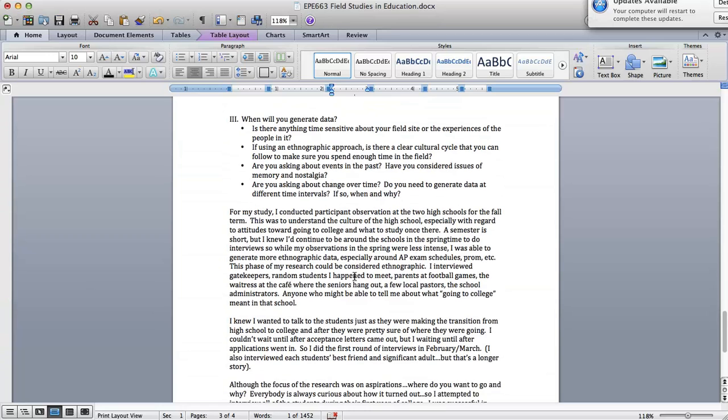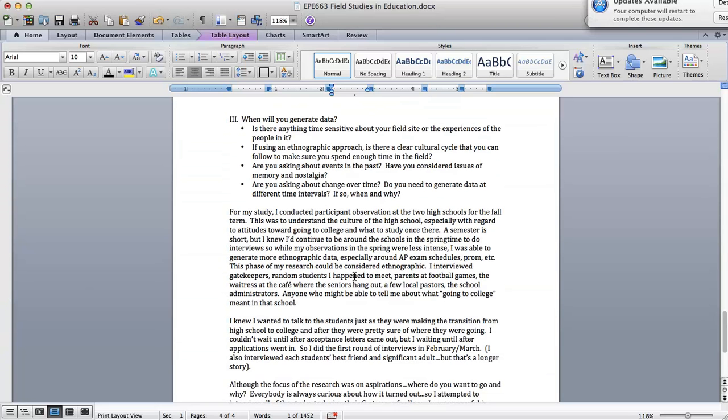So finally, you have where you're going to do your work. You have who you're going to talk to or be with. And you also need to clarify when you're going to generate data. Is there anything time sensitive about your field site or the experiences of the people in it? Is there a semester schedule? Is there an event that happens? Anything that is on a calendar that has a beginning and an end date that you have to arrange your research to be able to capture.